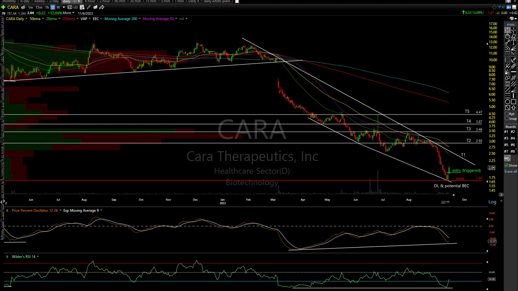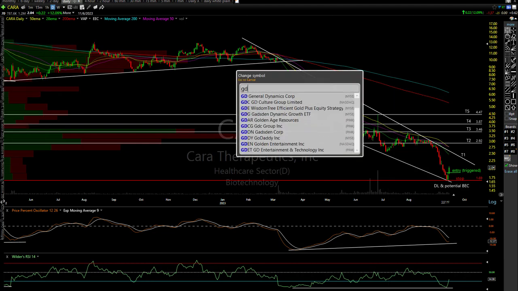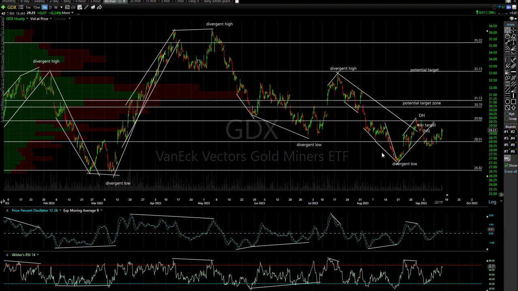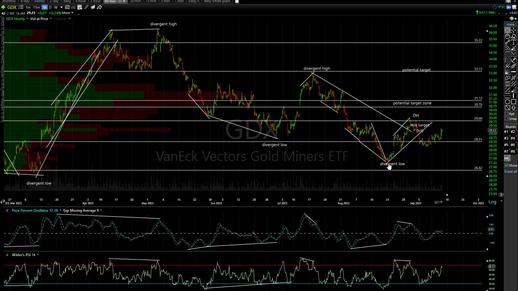So as of today, Cara and the metals and GDX, all the same. If you're, again, to be bullish, gold. There it is. Divergent low we had on GDX, divergent high, pullback. These are still potential targets for GDX if you took it here. Next target zone, and then 33 would be your current final target, but that's subject to change.